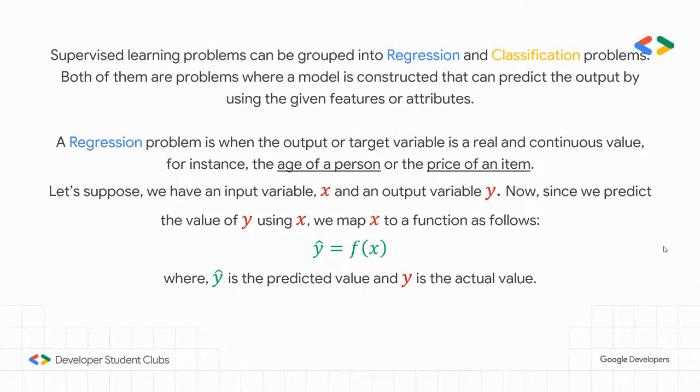Now y hat is our predicted value, y is the actual value. In a regression, what we do is we compute our y hat and then afterwards we compare it to the actual y. This is what happens in regression. We compute y hat by mapping our input variable to a function.